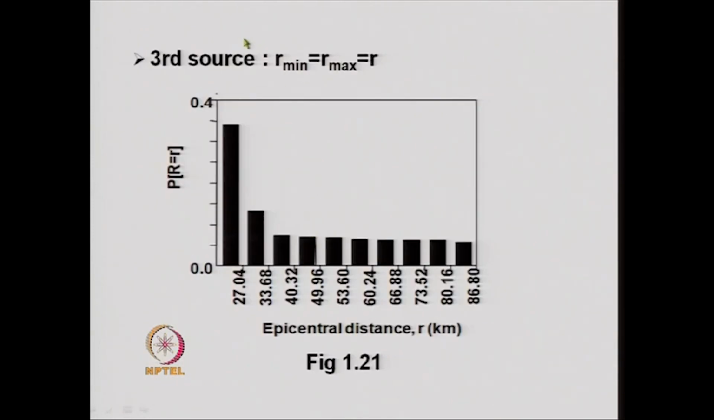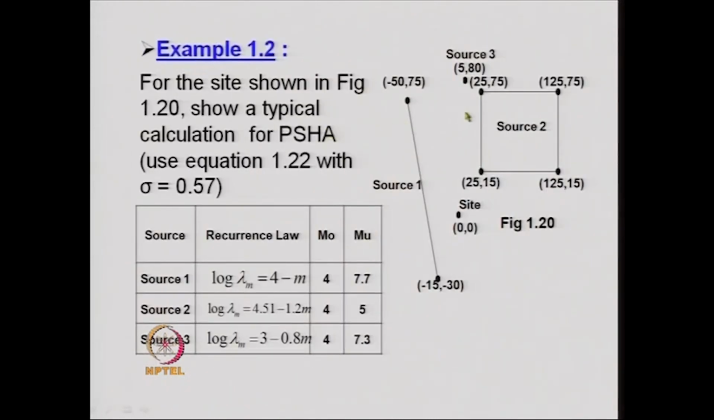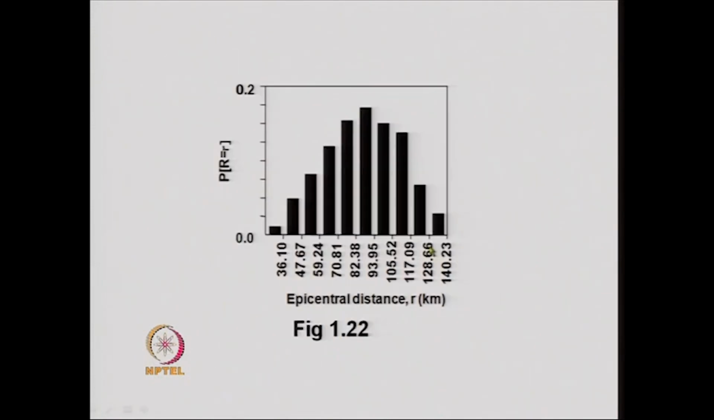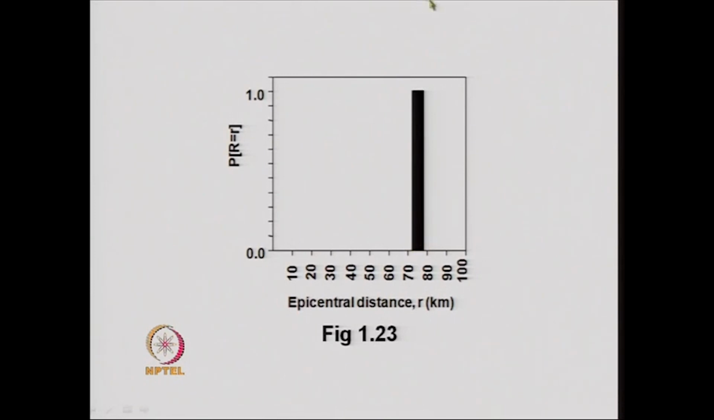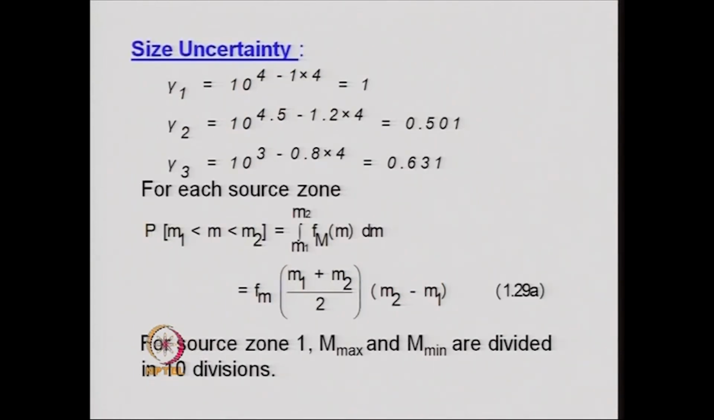In the same way, the probability of occurring earthquake with a certain epicentral distance for the third source can be computed, but it is seen here that since it is a point source, it involves only one epicentral distance. So the epicentral distance is 1, so the probability of its occurrence is 1. Next we find out the size uncertainty.